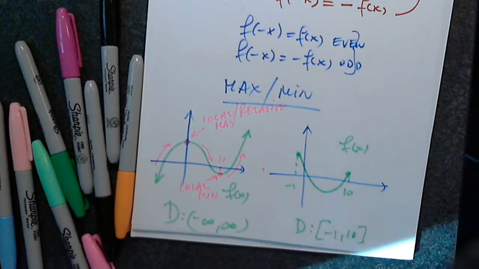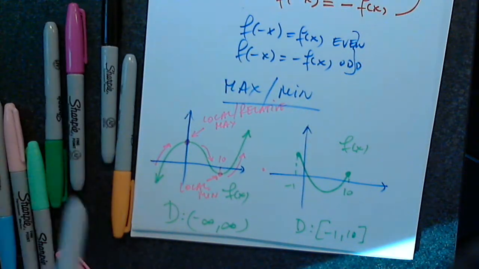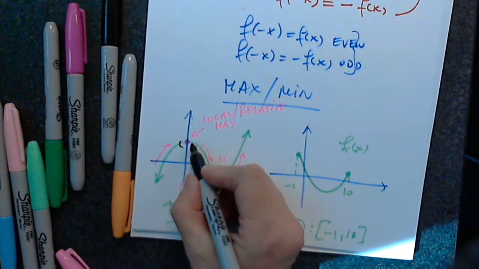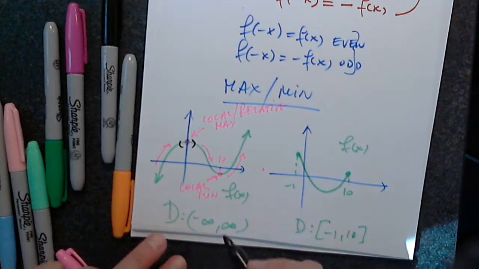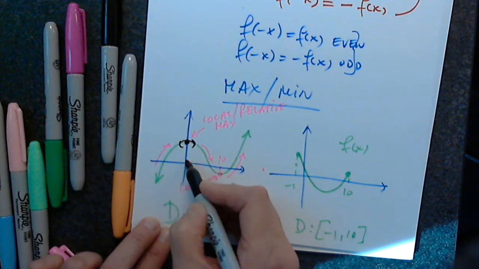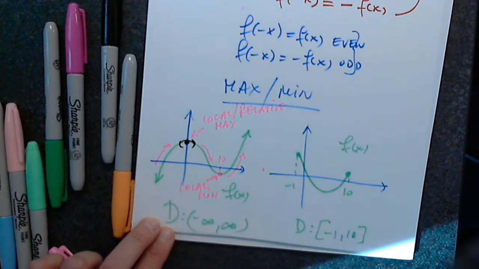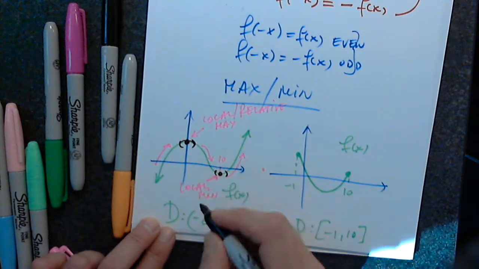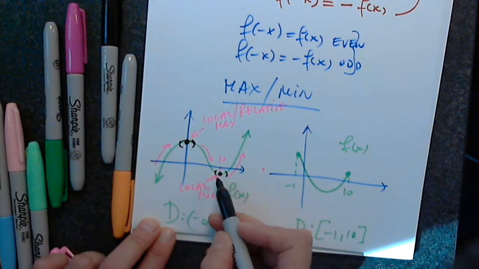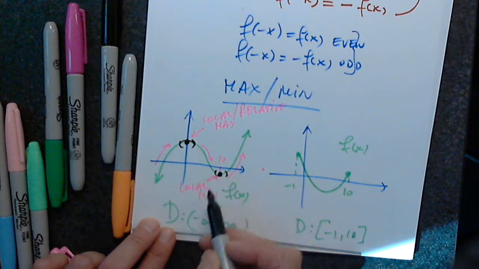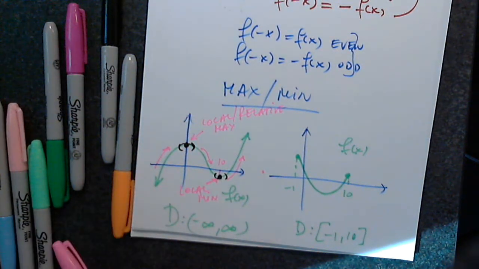So let me identify the characteristic of a local. If the function exists on both sides, and I can show you the open interval where the function values are smaller than this one, this is the highest, then that is a local. The same thing here. It's a local because the function exists on both sides, and I can show you an open interval where the function values are bigger than this one. This is the smallest. That's local.